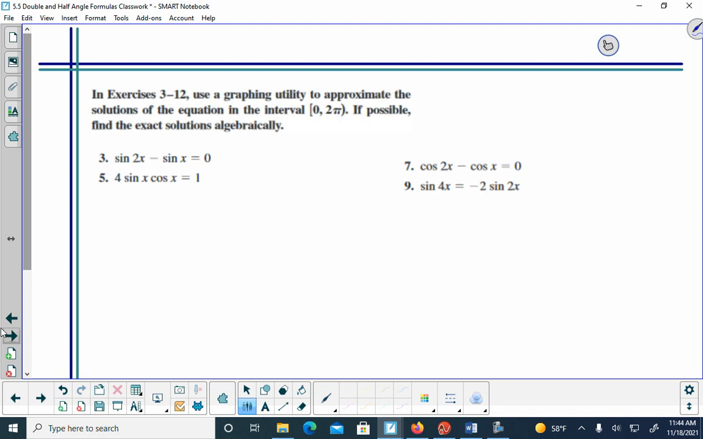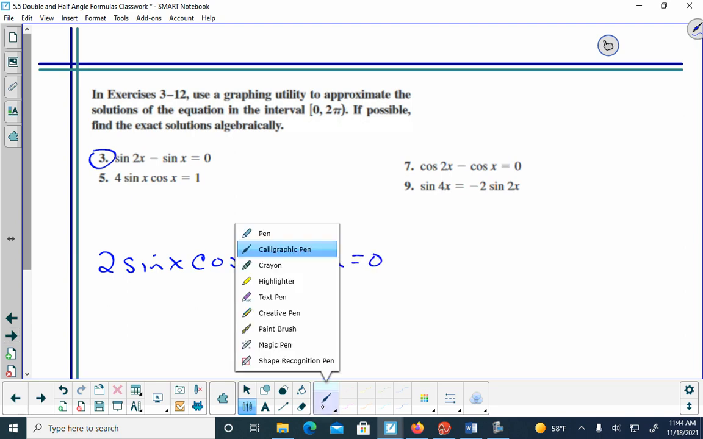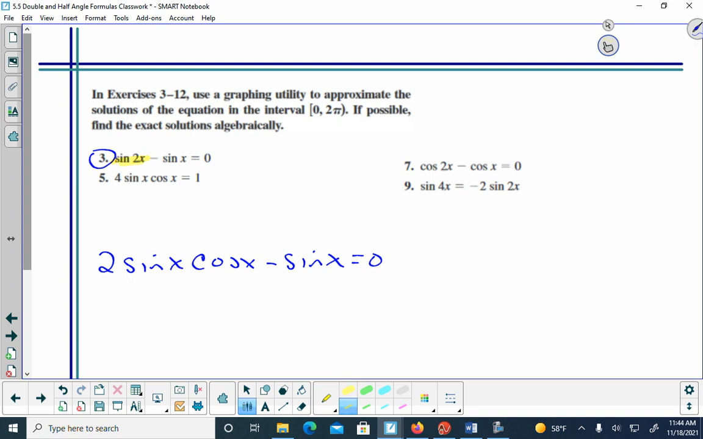So now it says use a graphing utility to approximate the solutions of the equation in the interval from 0 to 2 pi. If possible, find the exact solution. So which ones are you doing? All of these? 3, 5, 7. Okay, and 9. So if I have sine 2x, remember there's only one way that I can write sine 2x. So that's going to be 2 sine x cosine x minus sine x is equal to 0. So all I did is in place of this sine 2x, I wrote what sine 2x is equal to.